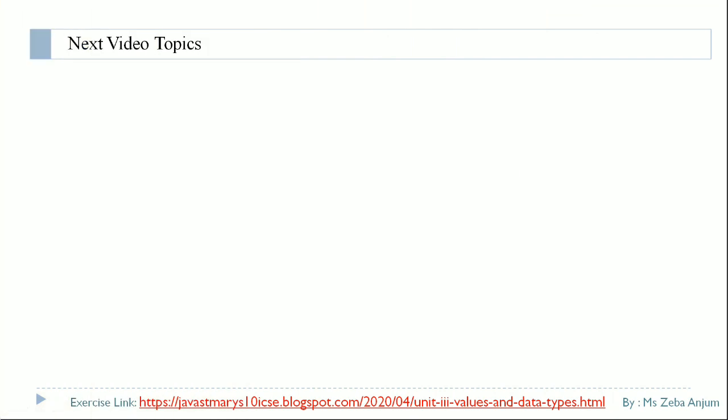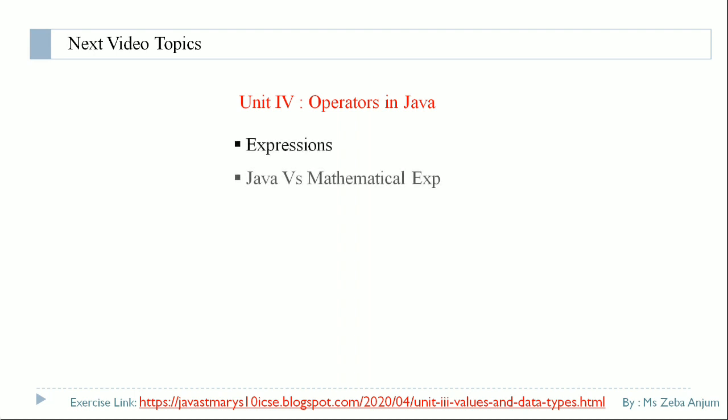Now for the next video, we are going to see our unit number 4, that is operators in Java. In that we will learn what are expressions. We will again learn what are Java expressions versus mathematical expressions, how they are related and how they are differentiated. Next, we will be learning about the operators, some types of operators we will learn, and some solved examples we will see.